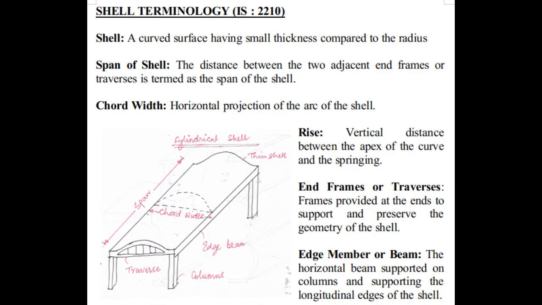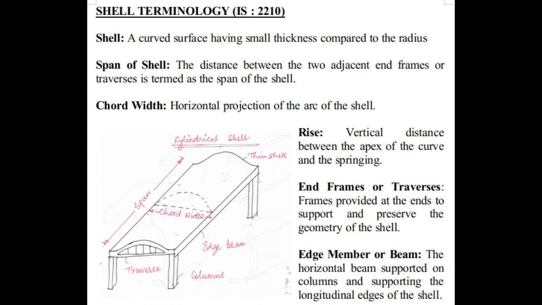So let us start. Shell terminology which is given as per the IS code 2210. What is the shell? The basic definition of shell: it is a curved surface having small thickness compared to the radius. So shell is a structure which has a curved surface having small thickness compared to the radius of the structure.